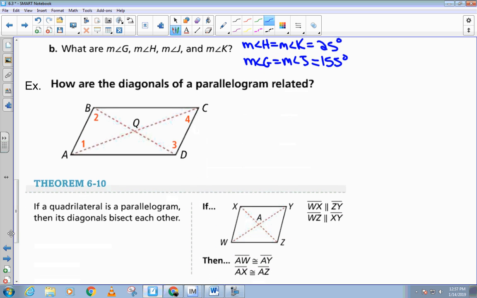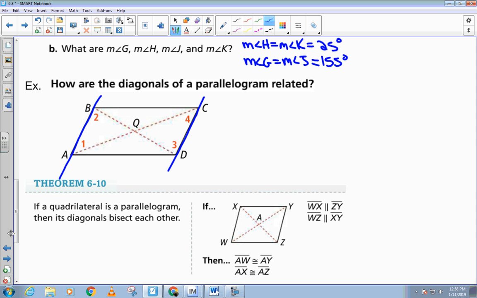One more discovery here. How are the diagonals in the parallelogram? Well, remember I have parallel lines. What do you think, first of all, is going to be true about the diagonals? Do you think they're going to be congruent? Are they going to bisect the angle? Are they going to bisect each other? What do you think? You think they're going to bisect the angle? I don't think so, look at that. Do you think they're going to bisect each other?